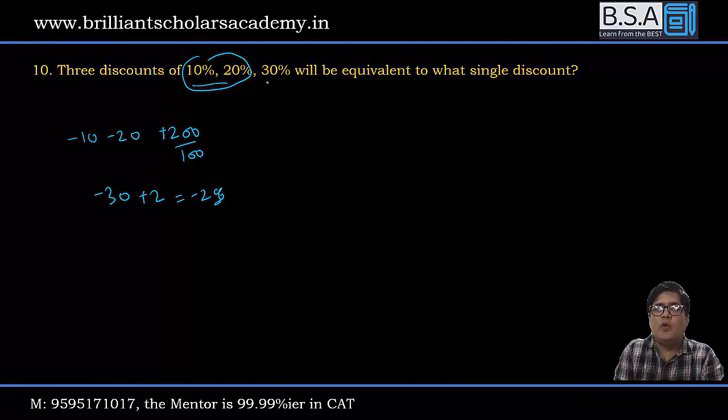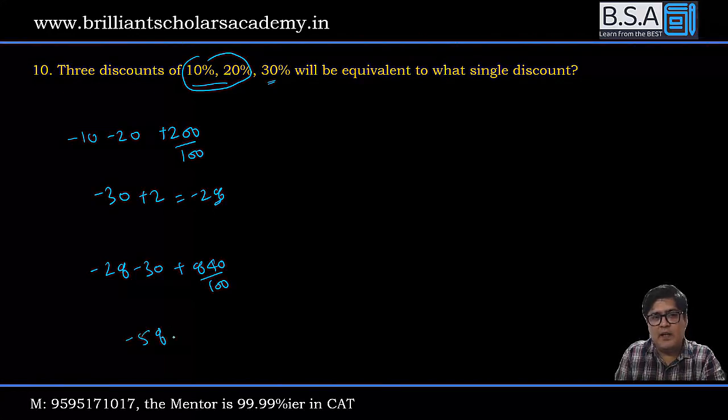I want to combine this. ये भी discount है. So -28 -30. अब दोनों मल्टीप्लाई होंगे तो बी केयरफुल, थोड़ा बड़ा नंबर आएगा. 840 upon 100. That is -58 plus 8.40. देखो, this 8 and this 8 gets cancelled.